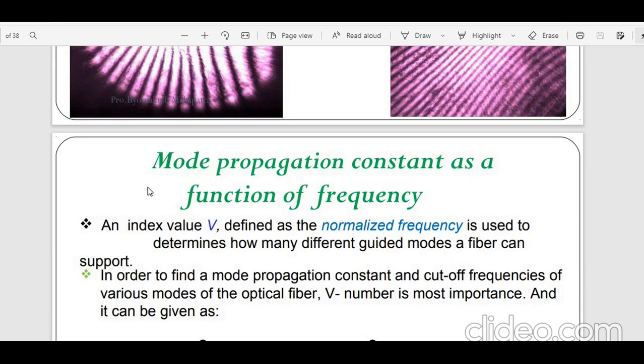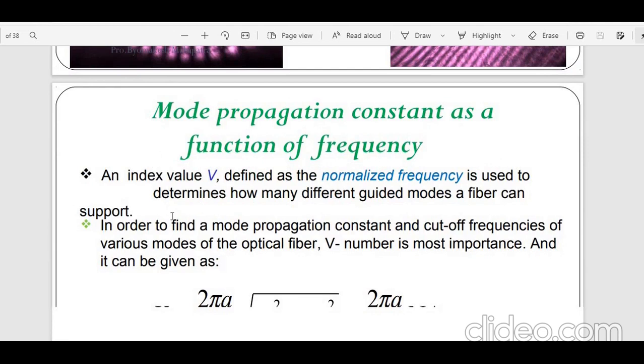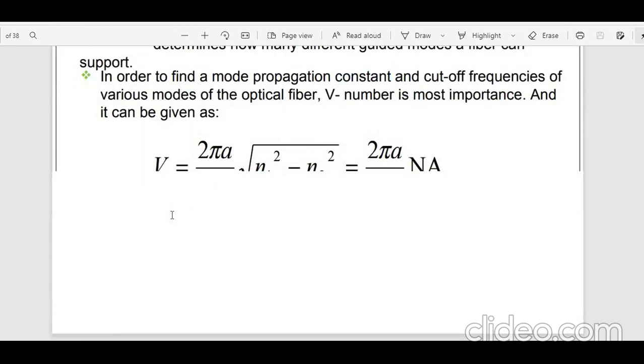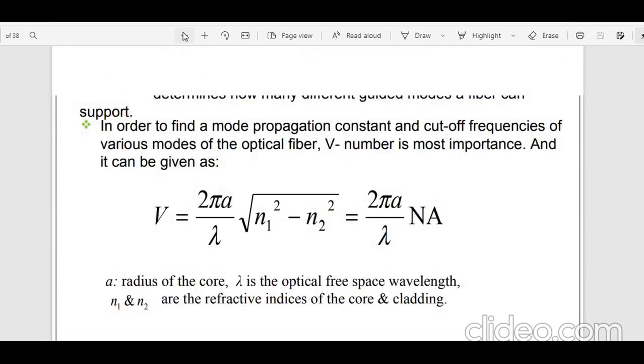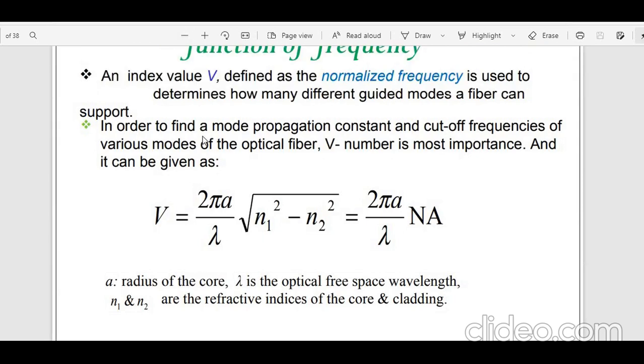So now students, we are proceeding with mode propagation constant as a function of frequency. We want to find out how the mode frequency is going to work, which is our main concern here. As you can see, we are using an index value V. What is V actually? That's the propagation value for a step index fiber. The V number is nothing but the normalized frequency, which can be found by using this particular relation.